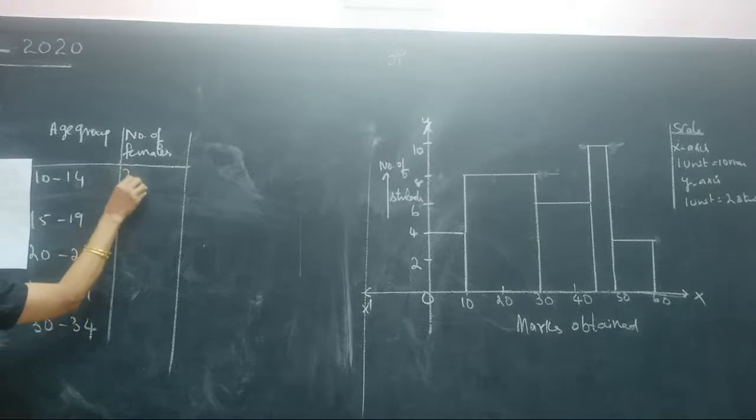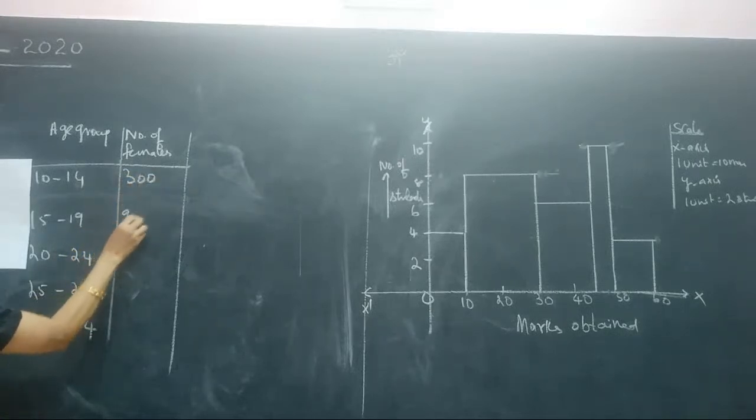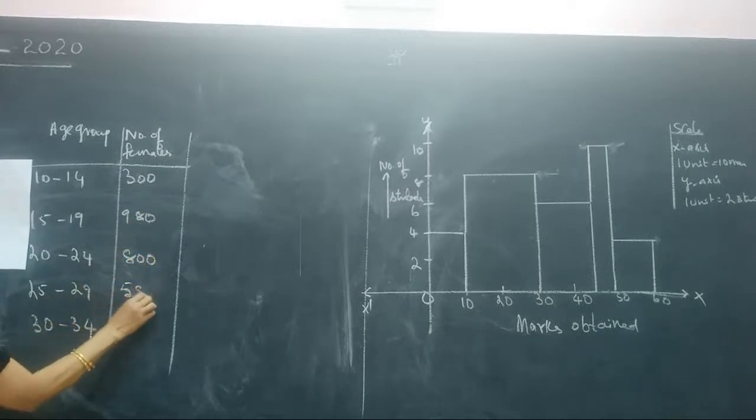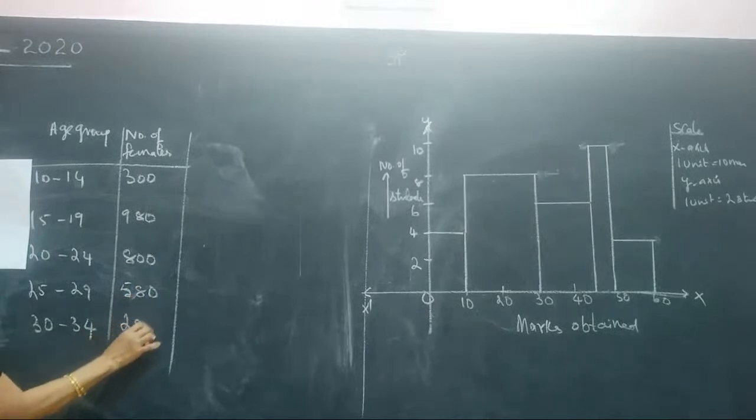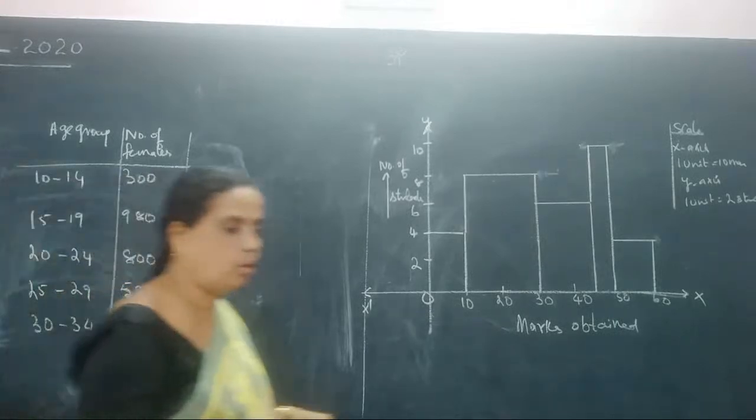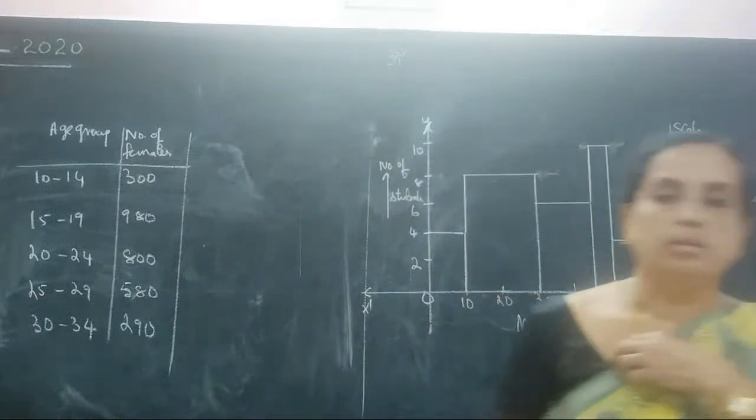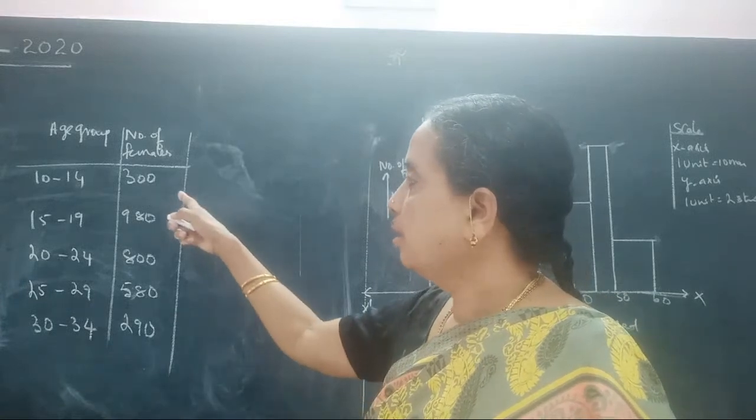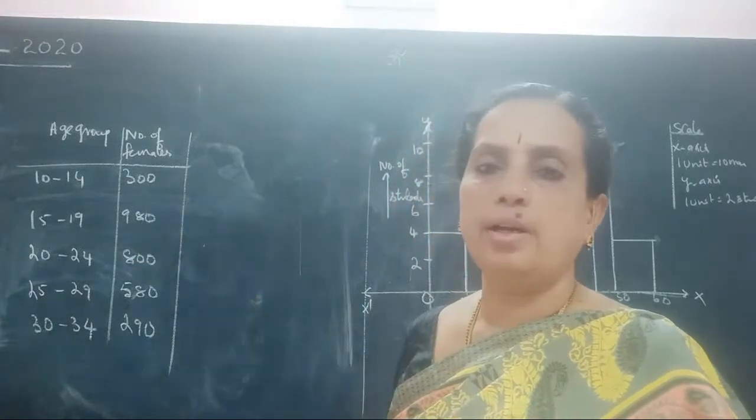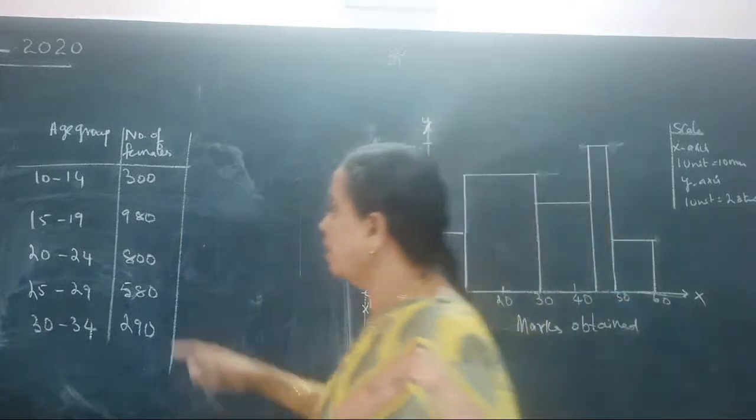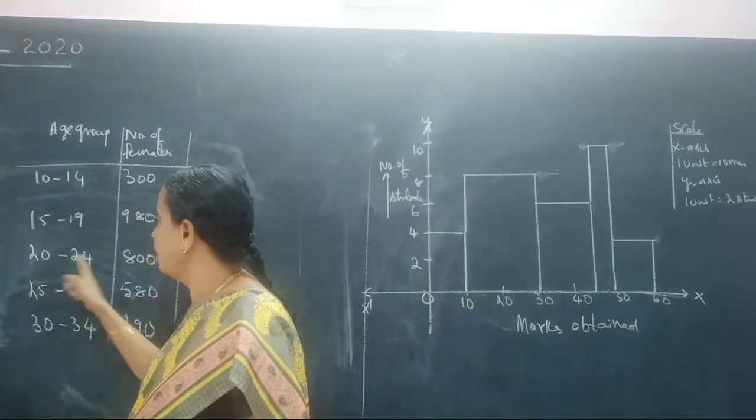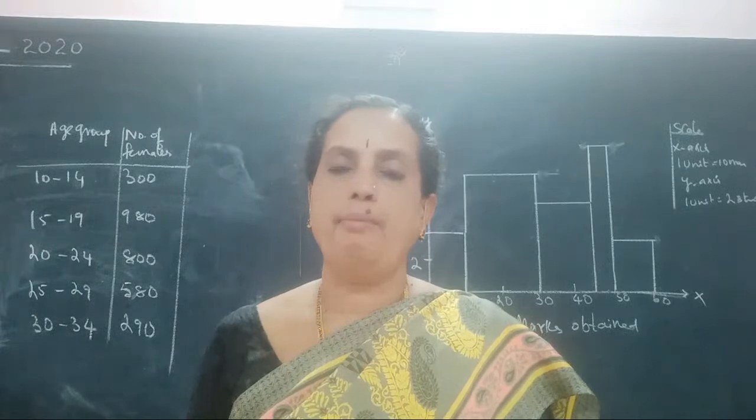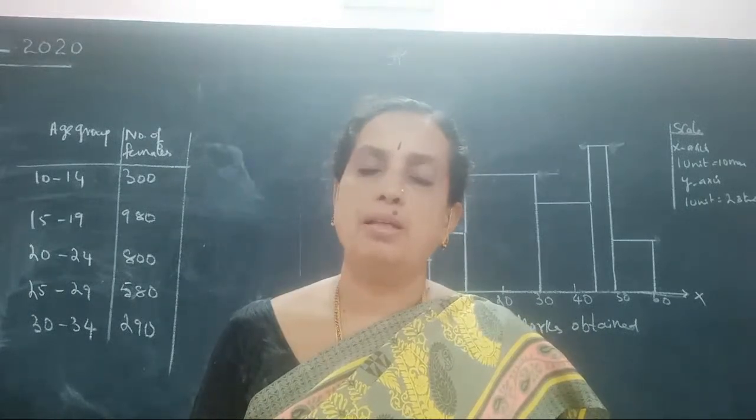The frequencies are 300, 980, 800, 580, 290. So here also we are finding one change apart from the regular: the class interval is not in continuous form. There is a gap between 14 and 15, 19 and 20. In such cases, to get the histogram without any gap, we require continuous class intervals.